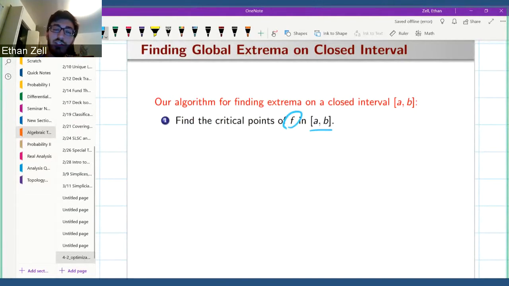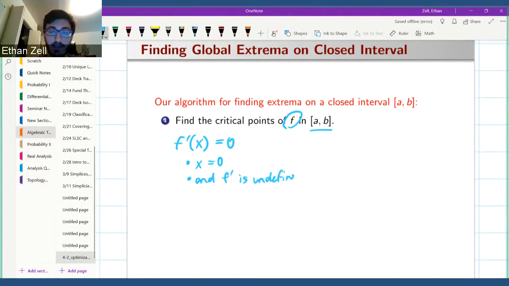And the first step tells us we need to find our critical points. So how do we find our critical points? Well, we take the derivative and we set it equal to 0, and we look for where f prime is 0 and where f prime is undefined, right? Because that is the definition of critical points.